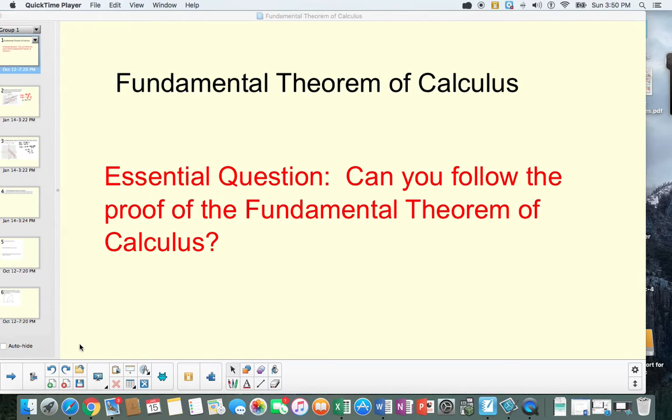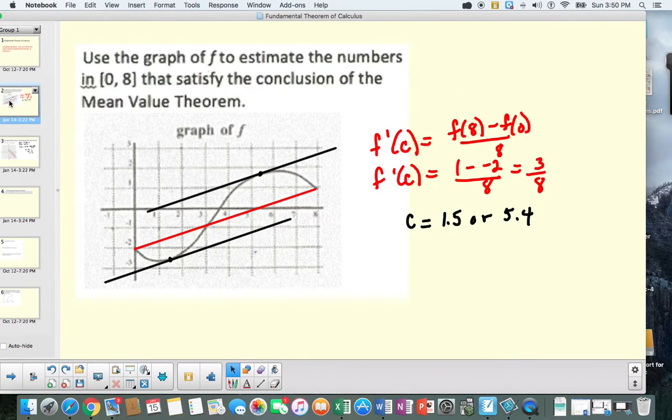Fundamental theorem of calculus. Essential question: can you follow the proof of the fundamental theorem of calculus? Before we start, let's talk about the mean value theorem.